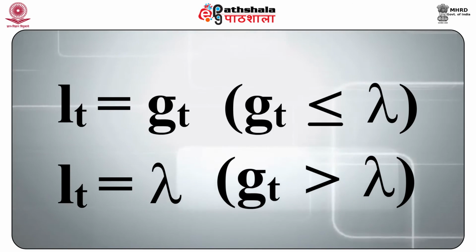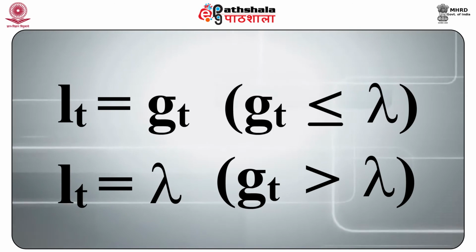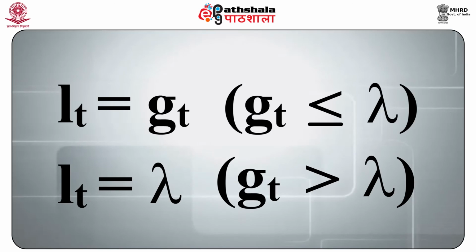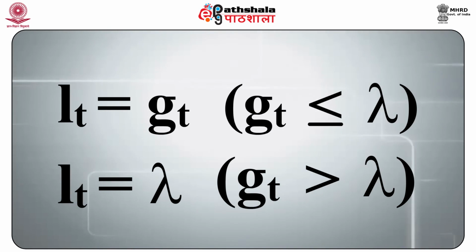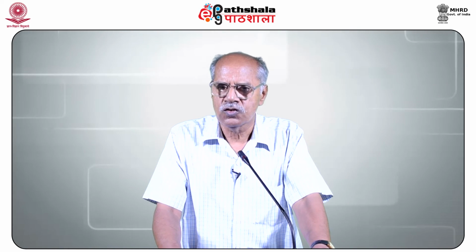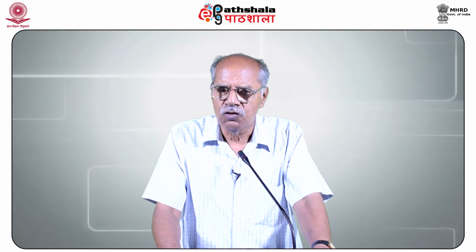LT stands for rate of growth of population at point T. GT stands for rate of growth of income at point T. Lambda is the maximum rate of growth of population. Kaldor expresses the relationship between population growth and growth rate of income algebraically like this: LT is equal to GT.